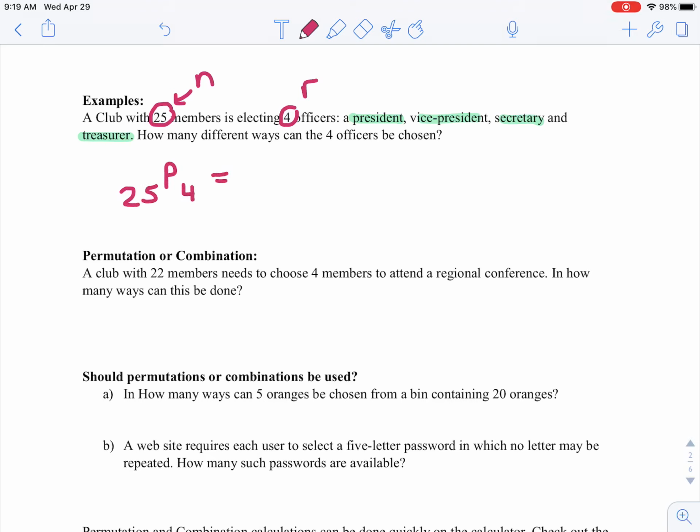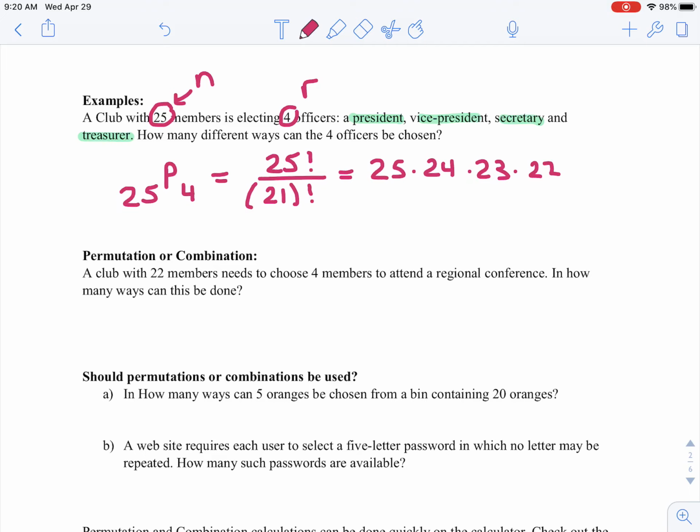So this would be 25 permutations of 4. So if you wanted to use the formula, 25 factorial over 25 minus 4, so 21 factorial, which really ends up just being 25 times 24 times 23 times 22. So you could do it that way, or if you want to practice right now, pause this and type it in to your calculator to make sure that you can do this correctly.